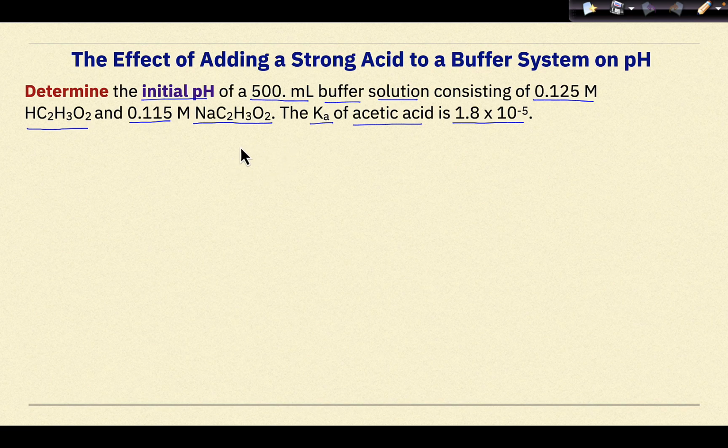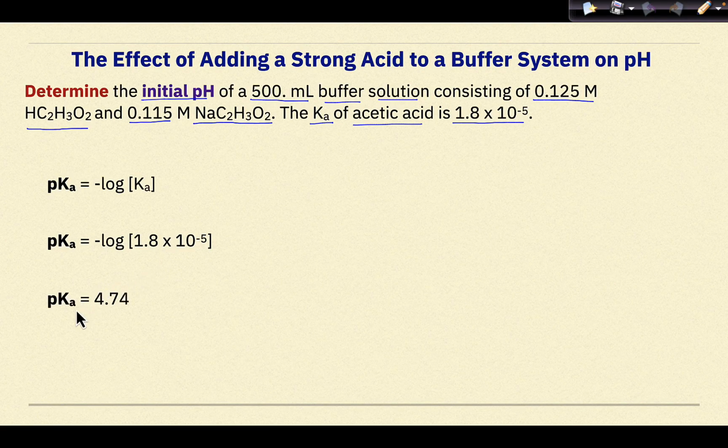When we look at this stimulus, we realize that instead of doing a race table, we can use the Henderson-Hasselbalch equation. So the first thing that we need to do is calculate a pKa value. We can do this by using the formula pKa is equal to the negative log of Ka. Substituting in our Ka value from the stimulus, we can calculate that the pKa value is 4.74. Once we have this pKa value, we can write the Henderson-Hasselbalch equation.